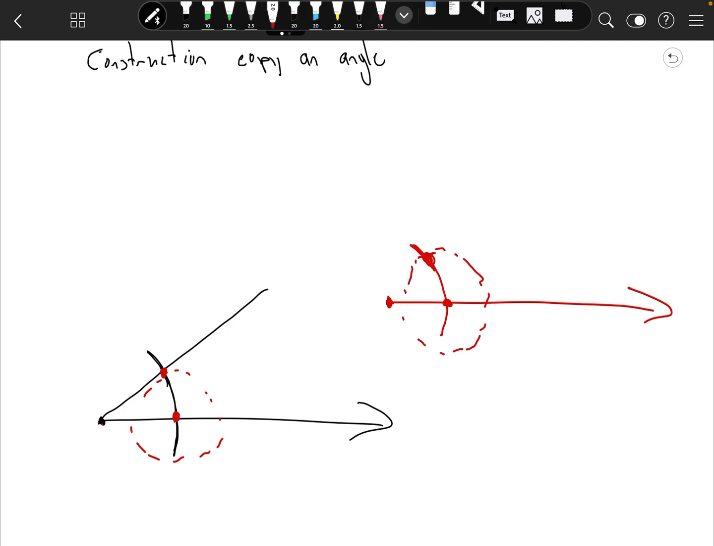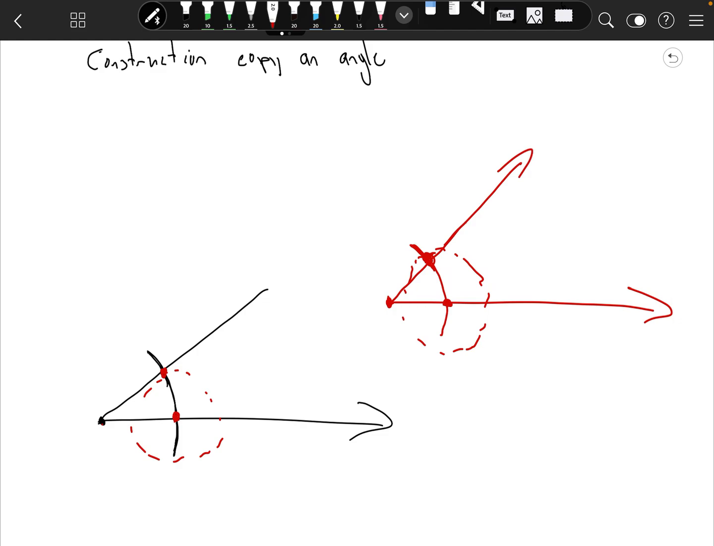And then where these two intersect right there, we're just going to finish off the last part of my angle like that. And obviously mine is not perfect because the angle actually even looks a little bigger than the other one. But if I did this with a compass, I think it would be just fine.